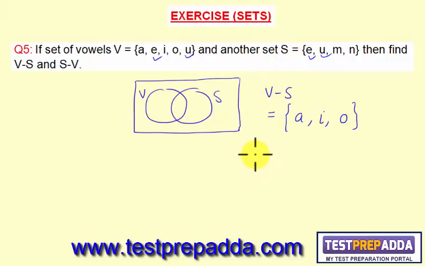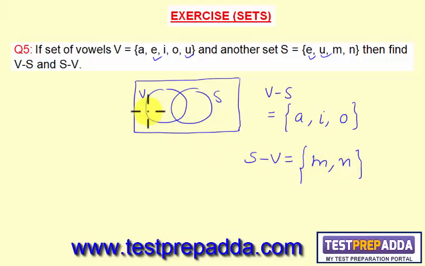Now if I try to find S minus V, this will result in a set which has elements present in S but not in V. So what are those elements? You can see E is there in V, U is there in V, E and U are common elements. So I'll take M and N from S, these two elements. So V minus S has three elements and S minus V has two elements.